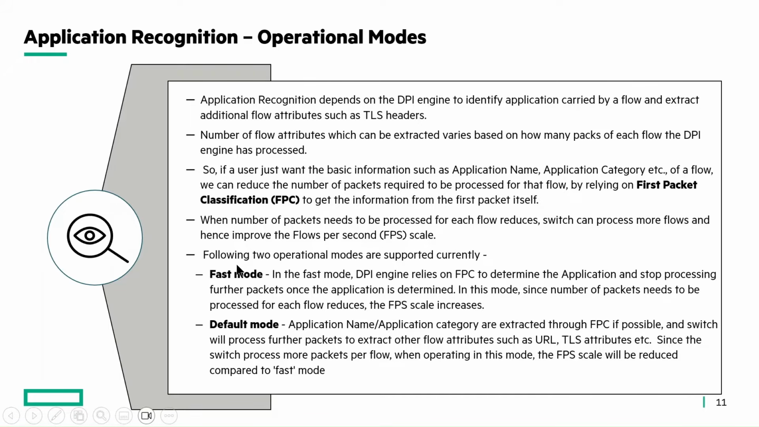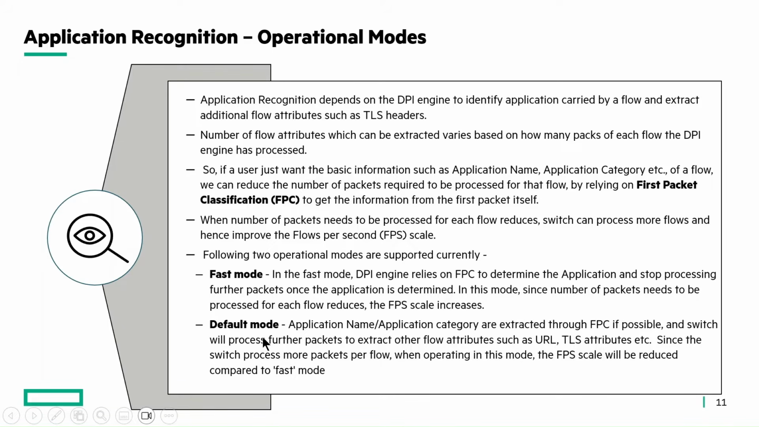To support this behavior, we have two operational modes present in the application recognition feature. Foremost, and the newest as part of the 10.14 release, is the fast mode. The DPI engine uses the FPC to identify the application in the fast mode. Once the application has been identified, it stops processing more packets. The FPS scale rises in this mode because fewer packets must be processed for each flow.